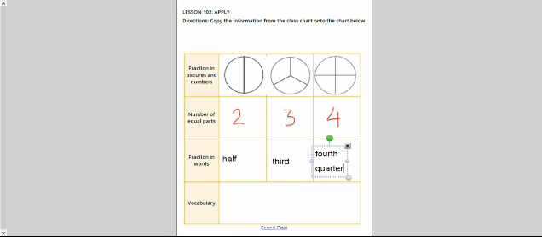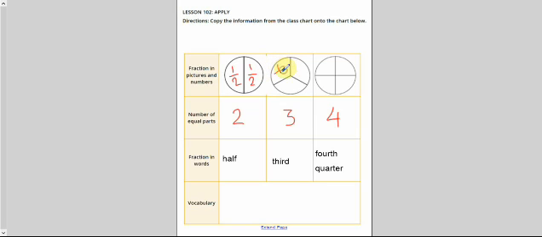So 1 part in here is 1 out of 2. The number in the top is the numerator, the number in the bottom is the denominator, and between them we have the fraction bar.